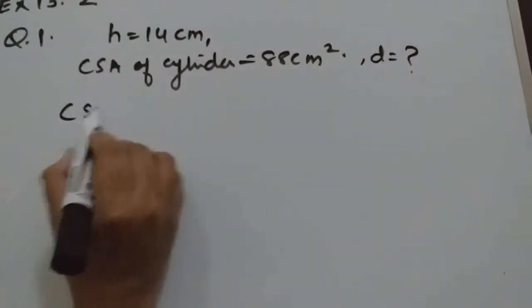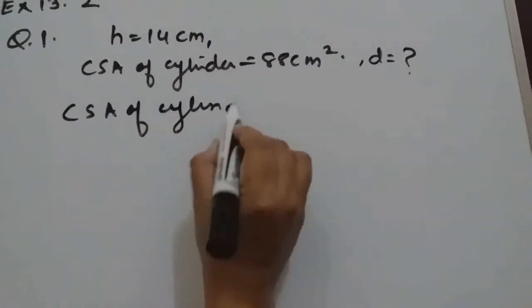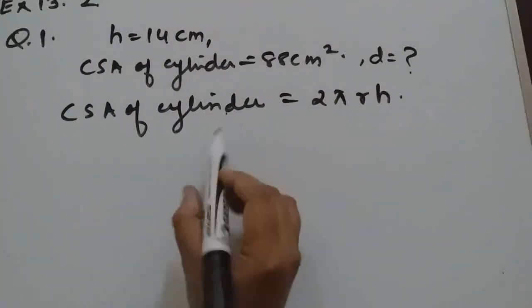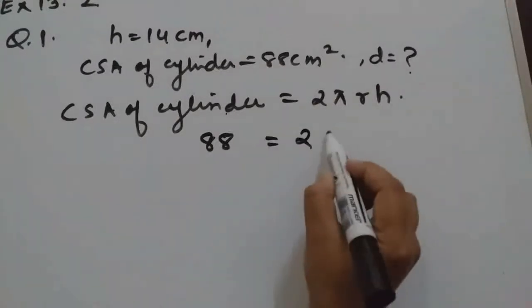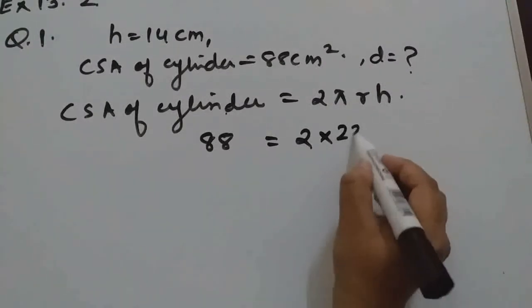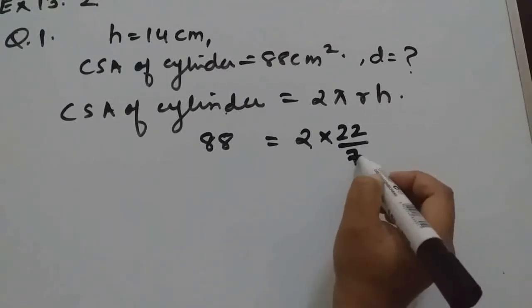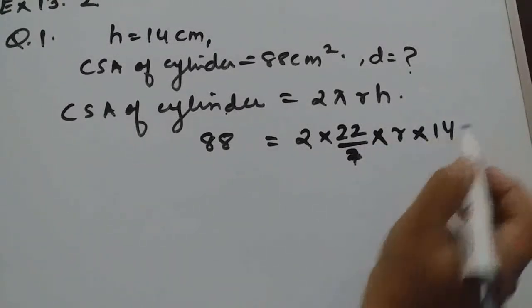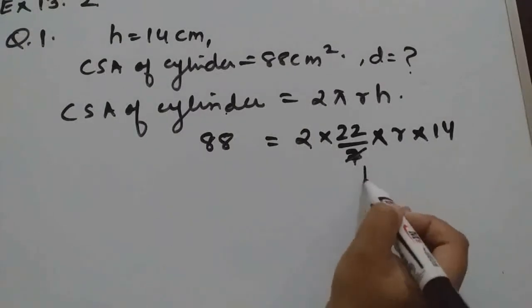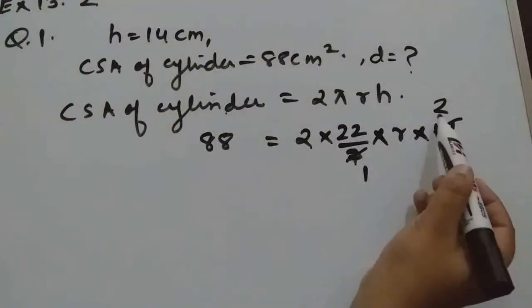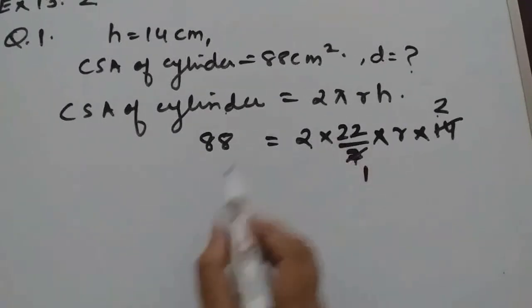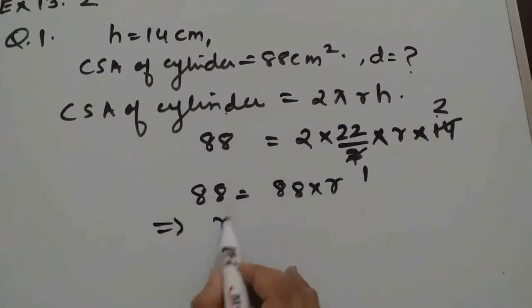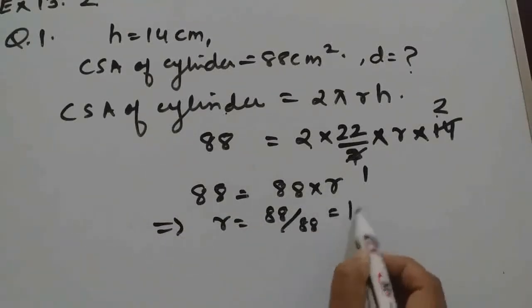Now we know the CSA of a cylinder is given by the formula 2πrh, isn't it? The CSA is given as 88. For π we should always take 22/7 unless it is mentioned to take 3.14. Here r is not given, h is given as 14. So we can cancel: 7 ones are 7, 7 twos are 14. Now 2 into 22 is 44, 2 fours are 88. So we got 88 into r, so r will be 88/88, that is 1 centimeter.